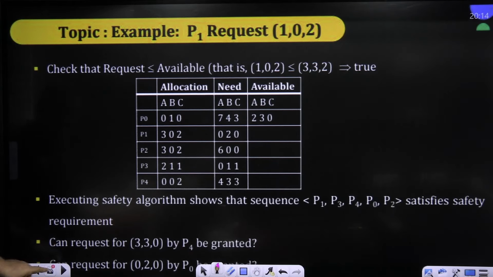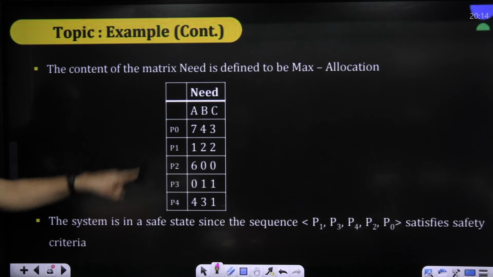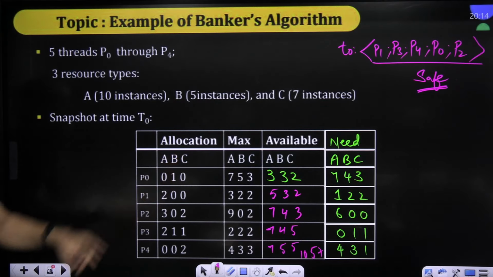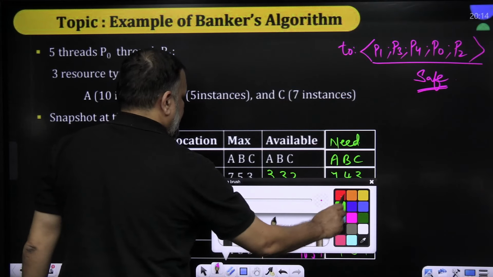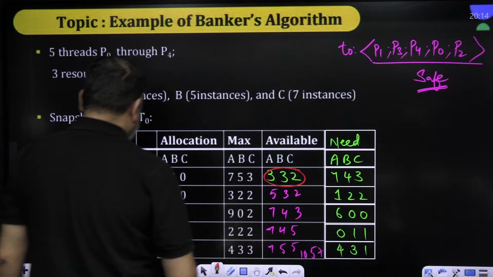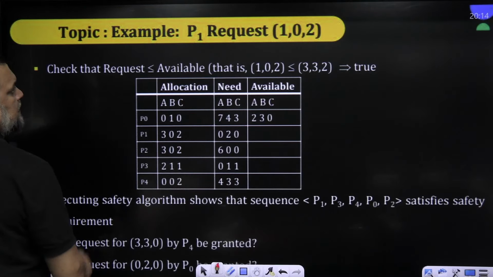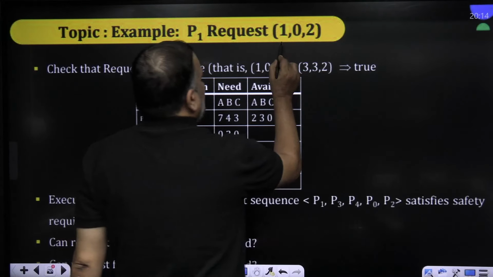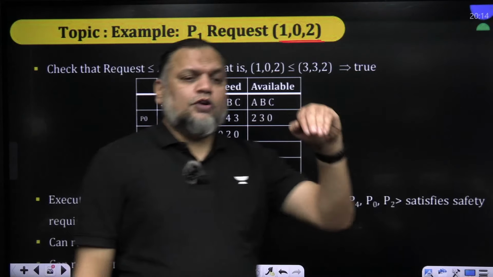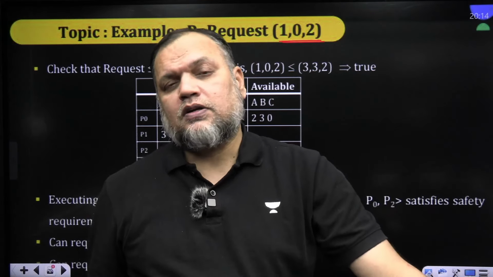So that means with respect to the previous data set itself, this is the current need. And the available was 332 originally. The available was 332, right? Need of all the processes is there. So now we are running process P1. Running for some time, process P1 makes a request of 102. And we have to decide whether this request should be granted or not.